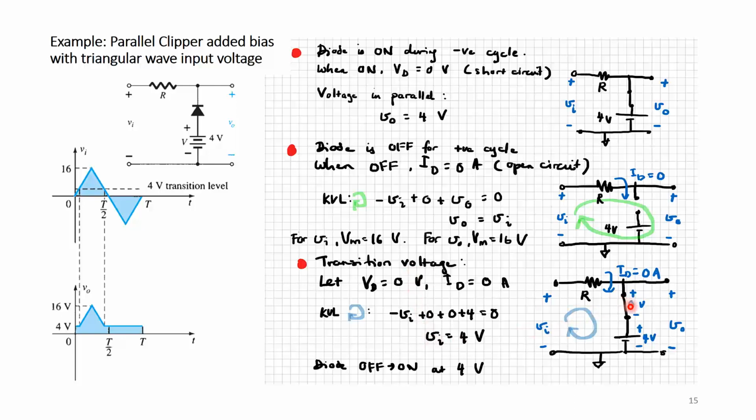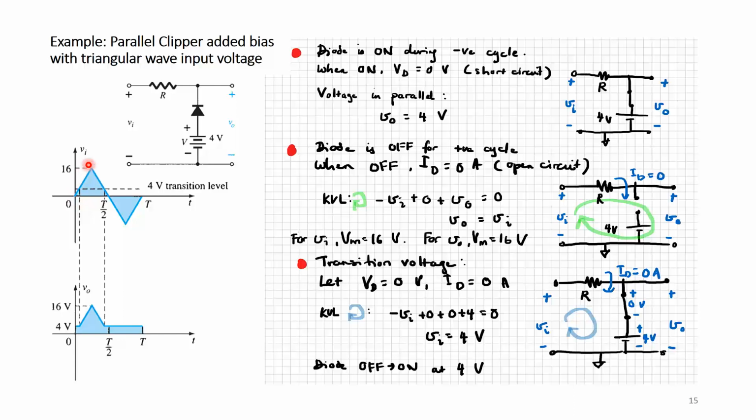We will let these values apply because we want to find the transition voltage at the point that it switches. So KVL around this loop will give me negative V in plus IR, which is 0 volts because we are forcing ID equal to 0 amps here, plus 0 volts because we are forcing VD to be equal to 0 volts, and plus 4 is equal to 0. So the transition voltage occurs at V in equals 4 volts.